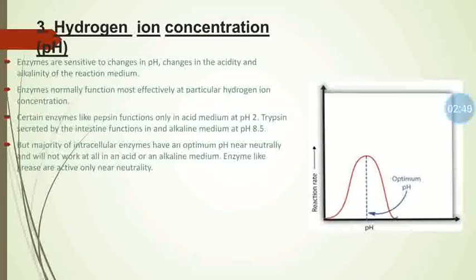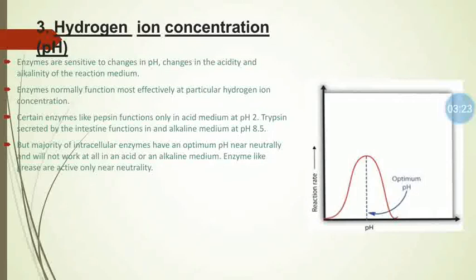Then hydrogen ion concentration. Here hydrogen ion concentration is nothing but pH. Enzymes are sensitive to changes in pH, changes in the acidity and alkalinity of the reaction medium. Every enzyme has its own range of pH in which it functions most efficiently, and excessive acidity or alkalinity renders them inactive. Certain digestive enzymes prefer a distinctly acidic or alkaline medium.